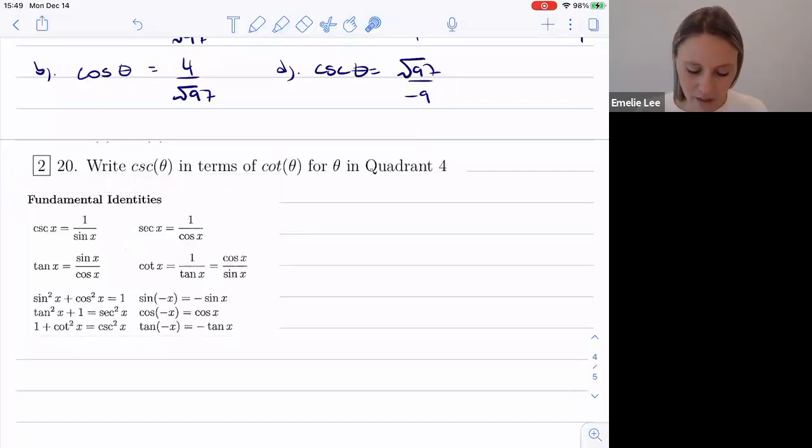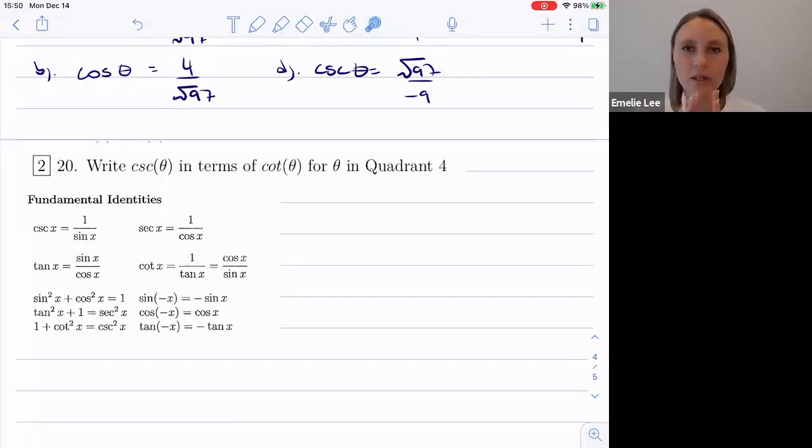Okay, so we want to rewrite cosecant in terms of only cotangent. We did one that was quite a bit harder in class, but I think we only did one. This one's actually meant to be an easy one, but because we haven't done a lot, it's not that easy.